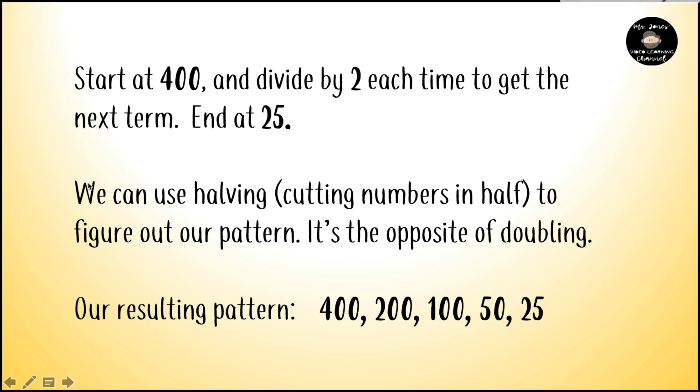Now here's an example of a division pattern rule. So start at 400 and divide by 2 each time to get the next term, ending at 25. So in this case, we can use halving, cutting the numbers in half, to figure out our pattern. It's basically the opposite of doubling. So in this case, our resulting pattern would be 400, 200, 100, 50, and 25. And you could use different division strategies to figure that out, or if you're comfortable doubling, then halving might already come pretty intuitively to you.